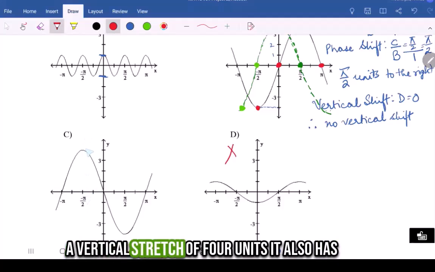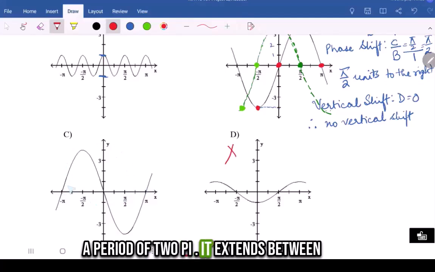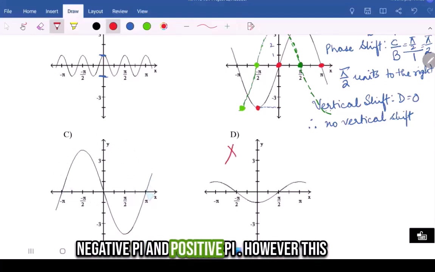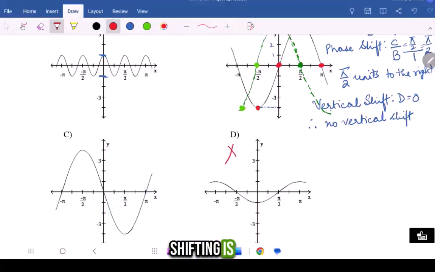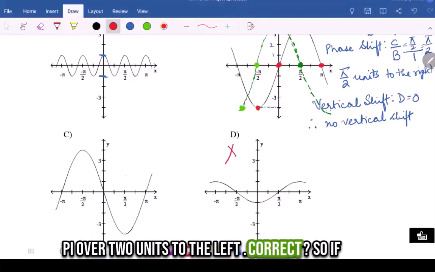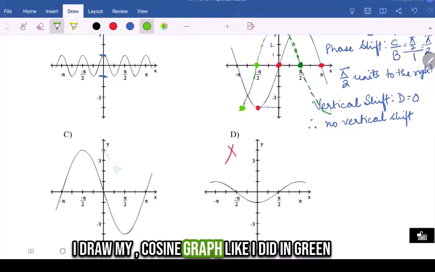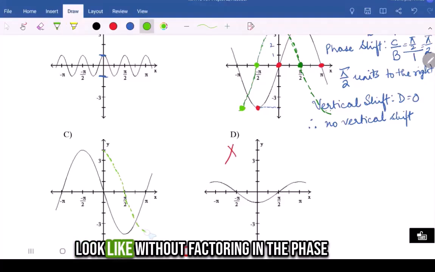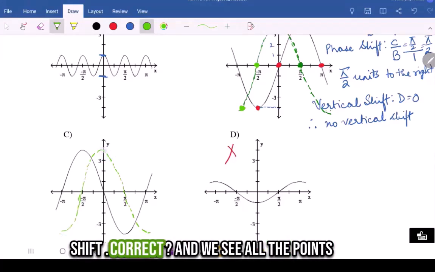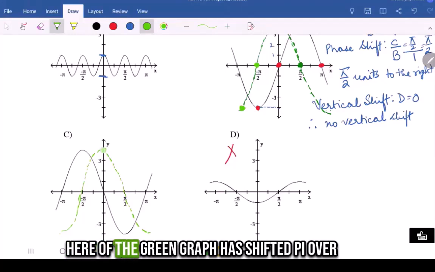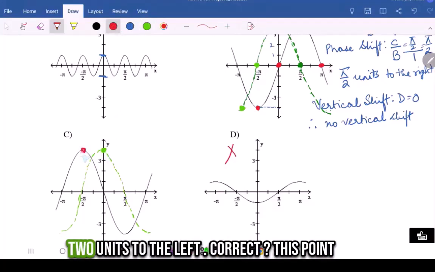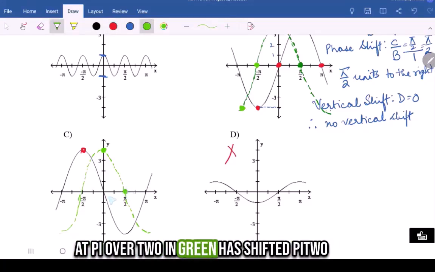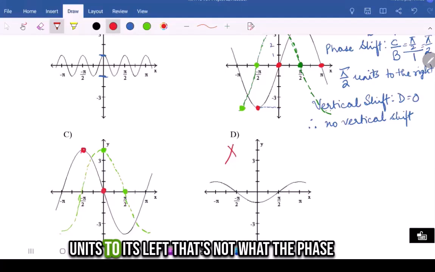It has a vertical stretch of 4 units. It also has a period of 2 pi. It extends between negative pi and positive pi. However, this shifting is pi over 2 units to the left, correct? So if I draw my cosine graph like I did in green for B, this is how the cosine graph would look without factoring in the phase shift, correct? And we see all the points here of the green graph have shifted pi over 2 units to the left, correct? This point at pi over 2 in green has shifted pi over 2 units to its left.